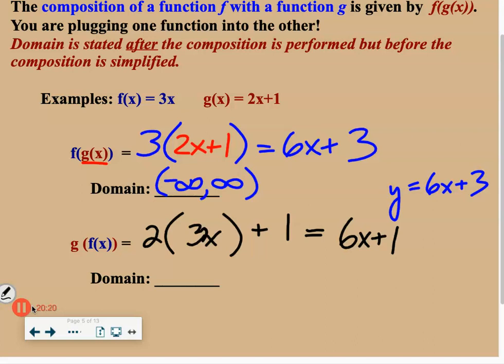What's the domain of y equals 6x plus 1? All real numbers, right? Which we write as an interval of negative infinity to infinity. Good. All right, any questions on this? Nope.